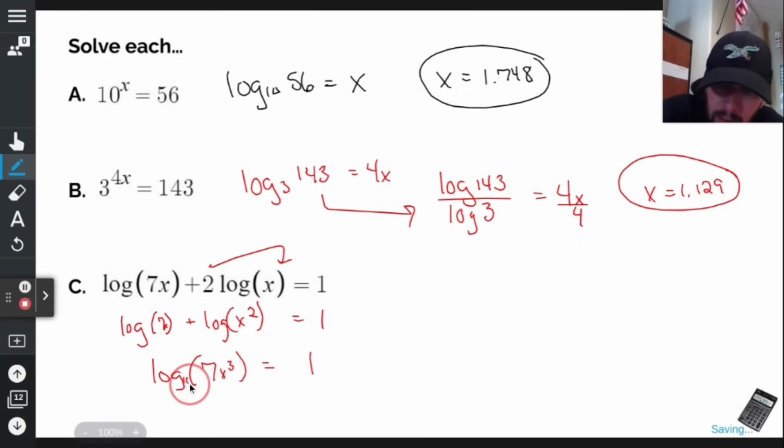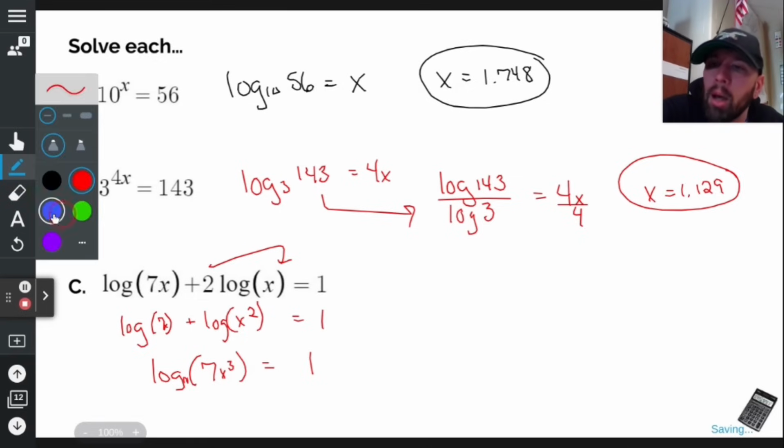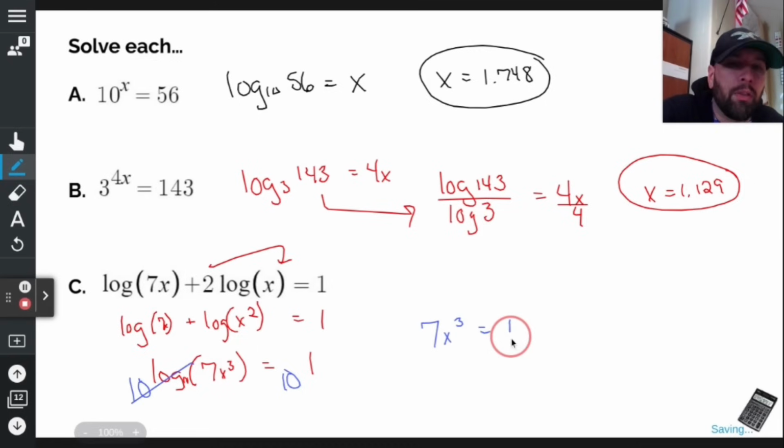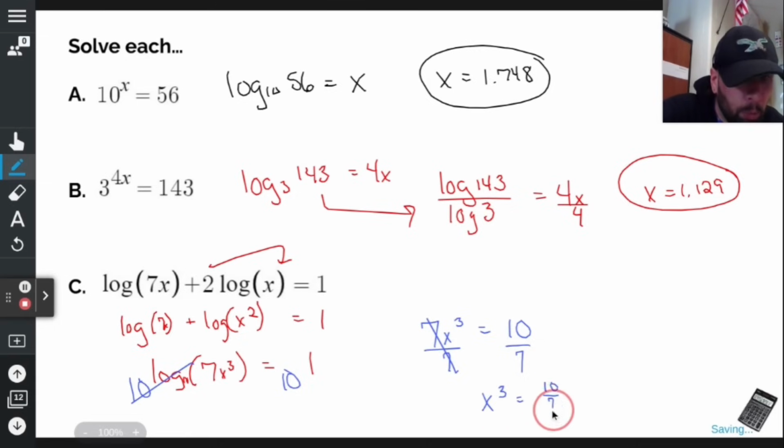Since that's log base 10, I can 10 to the both sides. That crosses out. And now I have 7x to the third equals 10 to the first, which is 10. I'm going to divide both sides by 7. And now it's a matter of cube rooting whatever 10 over 7 is. I don't know what the cube root of 10 over 7 is.